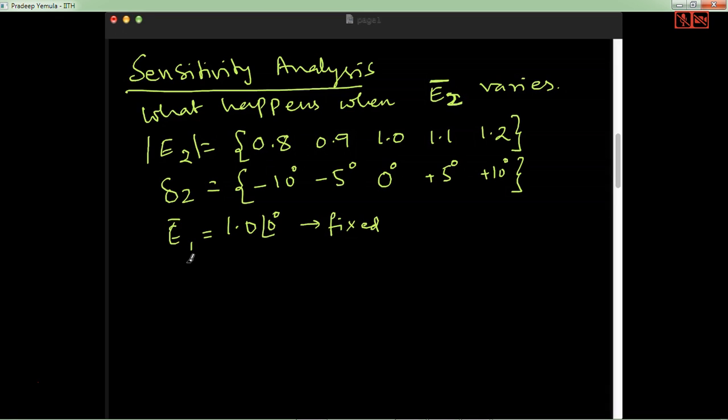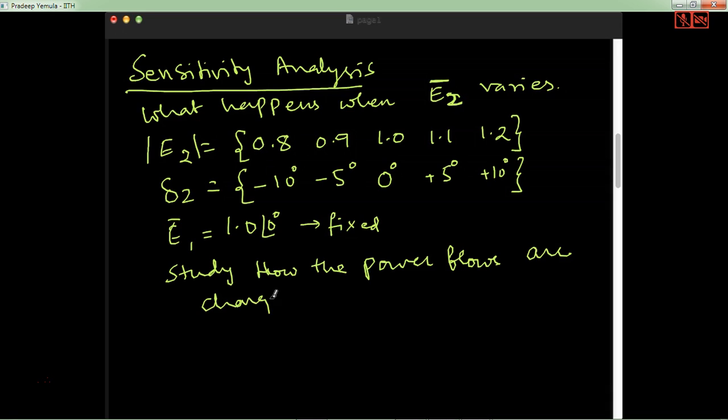So study how the power flows are changing. That means S1, S2, how they are changing. So S1 is, remember, the power supplied by the first source, and S2 is the power received by the second source. So this is what I mean by sensitivity analysis.